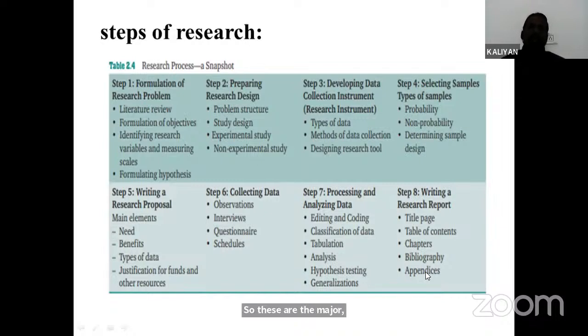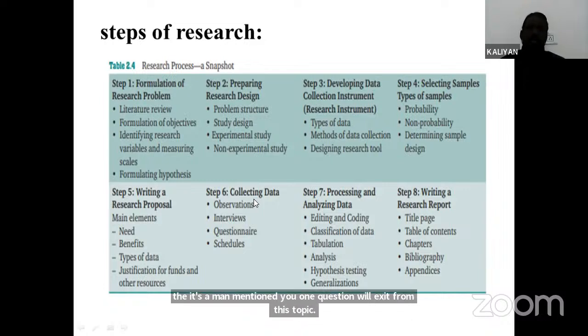The question will come: please arrange the chronological order of the steps of research. They will mix the steps, like first giving developing data, second preparing research design, and third putting collecting data. The question asks you to order them chronologically and find which one is the correct order. That kind of question will come in the examination. It has come many times, and majorly one question will be extracted from this topic. So these are the steps of research.